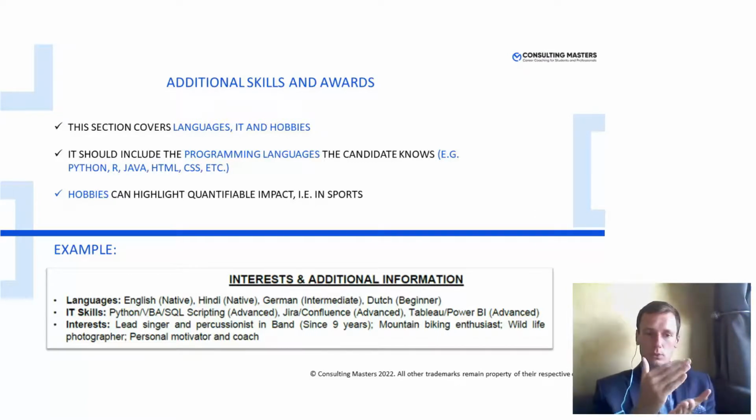Then, in the next bullet point, the candidate is highlighting IT skills: Python, VBA, SQL, scripting, Jira, Tableau, Power BI, etc. Even highlighting the level of proficiency, such as advanced. If you don't know these IT skills, don't stress yourself. I think in most of the cases, Microsoft PowerPoint and Excel or Microsoft Office should be already good enough if you highlight them in your IT skills.